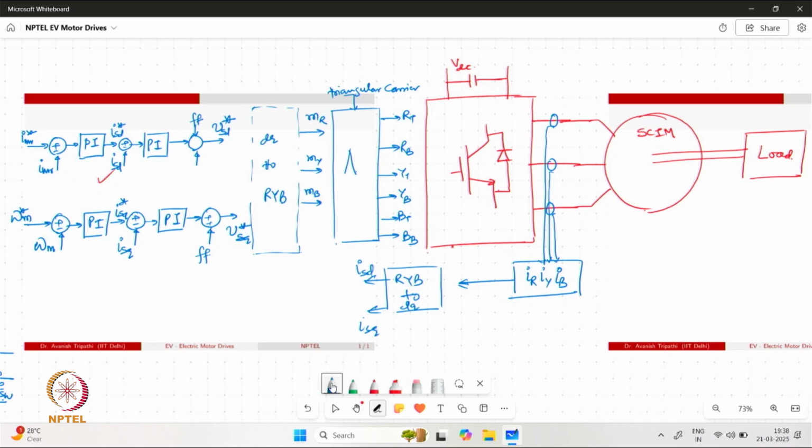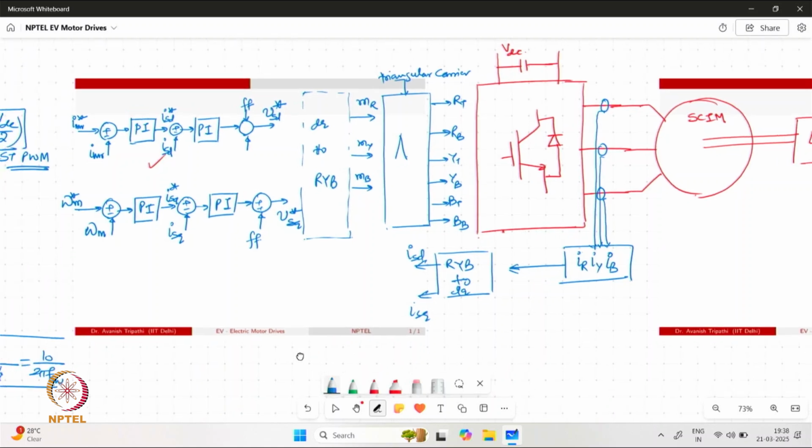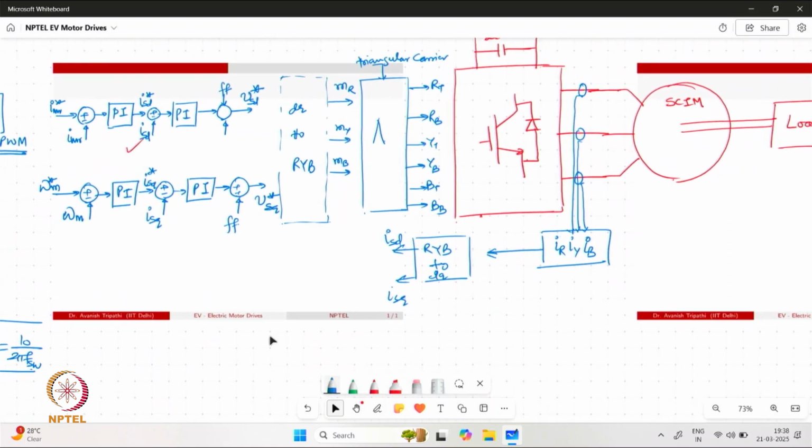Now once again, after realizing ISD from this transformation, we can have the model for the rotor flux given by a simple low pass filter consisting of the rotor time constant, which generates IMR. Now this completes the feedback process for the current, the flux and all the things.